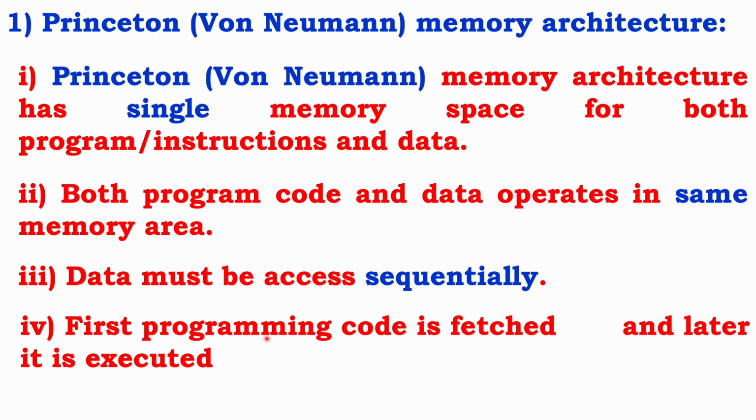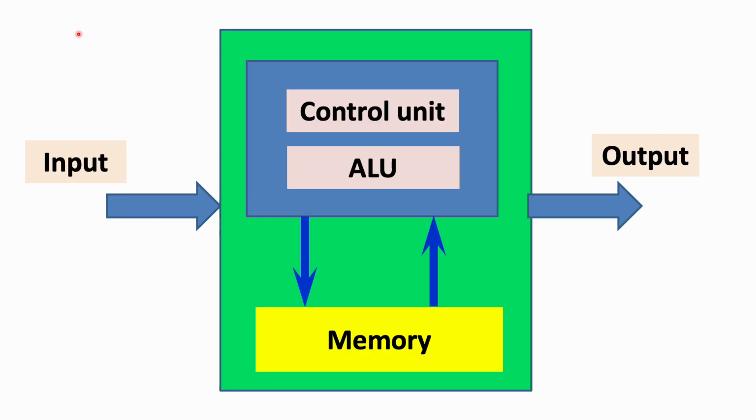First, the programming code is fetched by the user and then it is executed. We can understand this very clearly by representing it in two steps. One is the fetch of the programming code, F1, and later it is executed, represented by E1, for understanding. So this is the von Neumann architecture. We know that it has a control unit and an ALU, and whatever input is given, the output is obtained by storing the data, by writing the data. Both programming code and data are represented in one memory only.